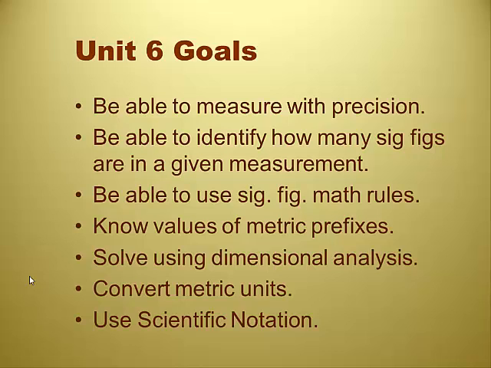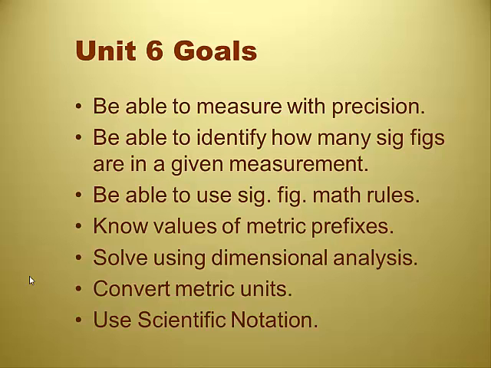There are two sets of math rules. Know the values of the metric prefixes. So we've got to memorize some things here. Memorization's going to go on in this unit. Like you got to know that when you ask for a kilogram of meat, you're asking for 1,000 grams. That's when you go over to Europe. And you solve using dimensional analysis. You need to convert using metric units. So when you go over to Europe and it's 65 kilometers per hour, you know what speed you're supposed to be doing. Because if you're going 65 miles an hour, somebody's going to be mad. And then we also need to use scientific notation, which is easy stuff.